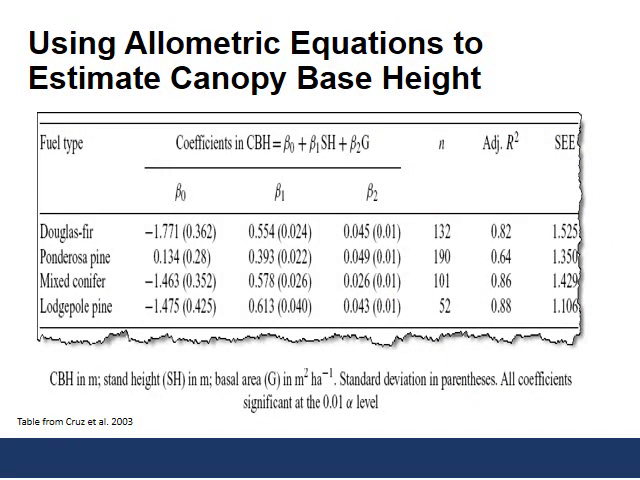Another method to calculate the canopy base height is to use allometric equations similar to those we used for canopy loadings. Cruz et al. 2003 developed allometric equations to predict the canopy base height for 4 different species: Douglas fir, ponderosa pine, mixed conifer, and lodgepole pine. To use these equations, you need to know the stand height in meters and the basal area in meters squared per hectare. Let's use this equation and see what canopy base height is predicted for our stand.